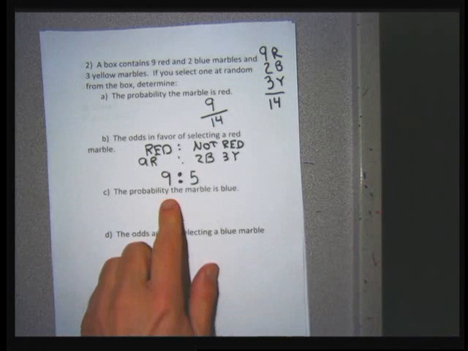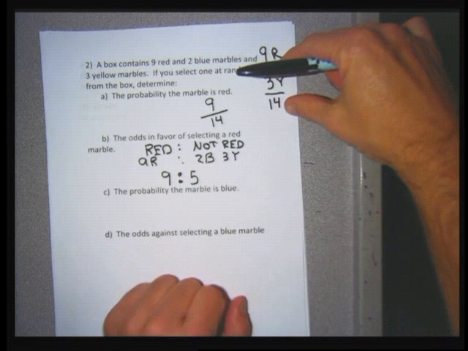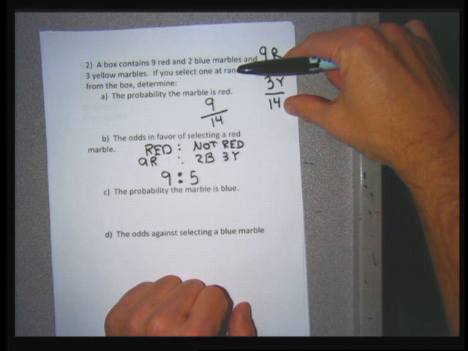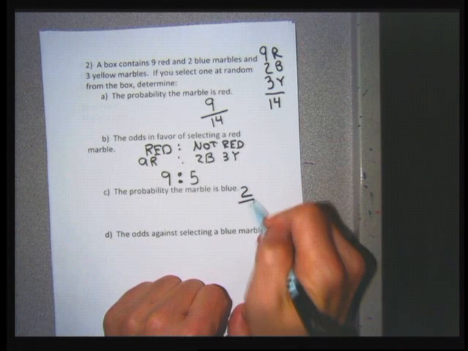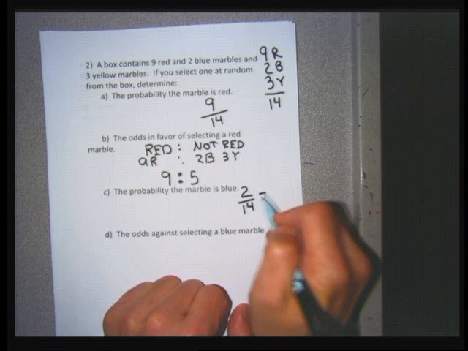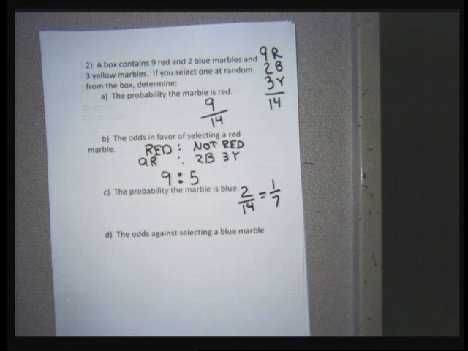Part C, the probability that the marble is blue. The numerator is going to be the number of blue marbles. The denominator is going to be the total number of marbles. So this is going to be 2 and 14. And in probability, we generally reduce the fraction. So for part C, I'd write 1 and 7.